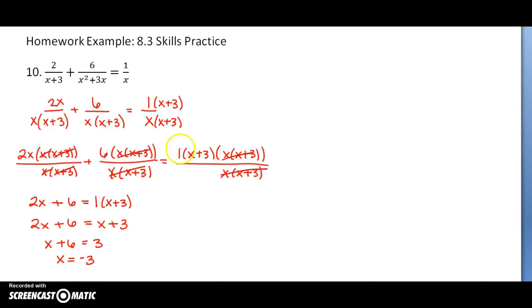Now before I can decide if that is a solution, again, I have to talk about my restrictions. Sometimes people do this as the second step after they've factored, but x can't be -3 because that would make this first fraction divide by 0, and x can't be 0 because that would make this fraction divide by 0, likewise the same. Now notice that's what we found. We actually found x equals -3.